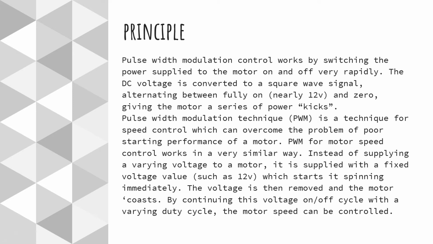Pulse width modulation for motor speed control works in a very similar way. Instead of supplying a varying voltage to a motor, it is supplied with a fixed voltage value, such as 12 volts, which starts it spinning immediately. The voltage is then removed and the motor coasts. By continuing this voltage on/off cycle with a varying duty cycle, the motor speed can be controlled.